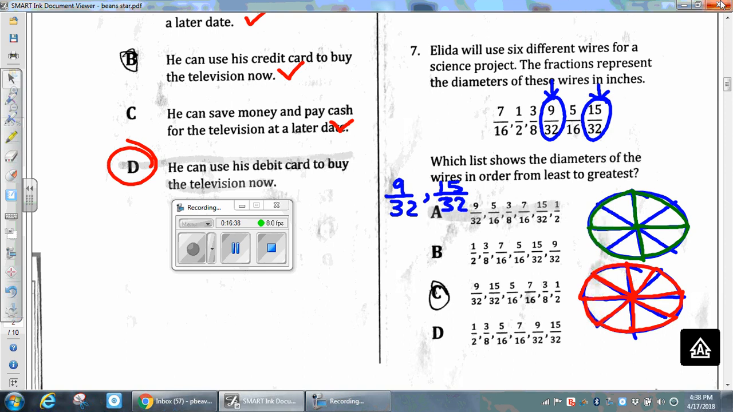Now I want to compare the two that have the denominator of 16. Because they're equivalent fractions, but they have the same denominator. So in this case, the smallest of those two will be 5 over 16 because the numerator is smaller. And the next one is going to be 7 over 16. Okay, now let's look at the one that has the 3 over 8.